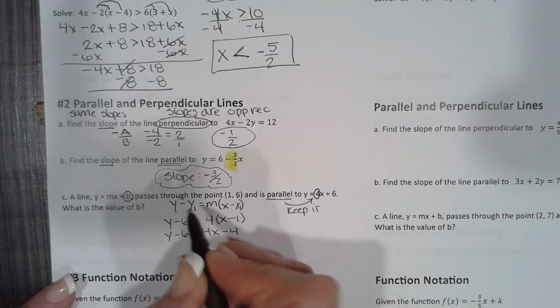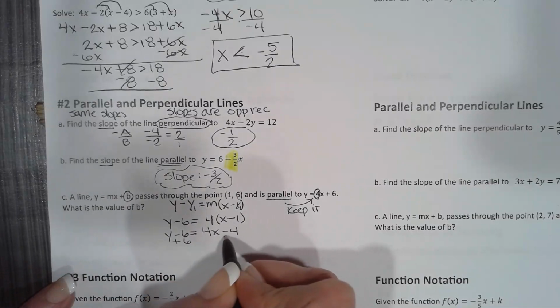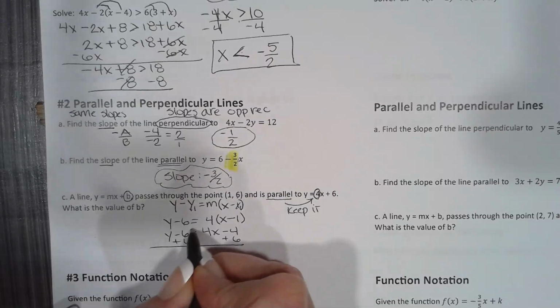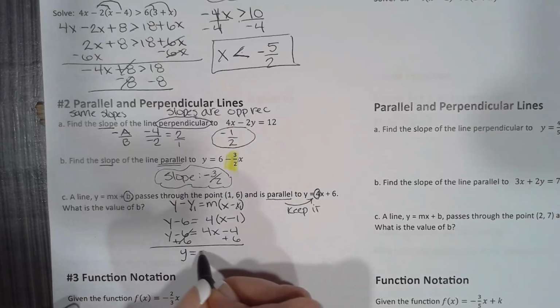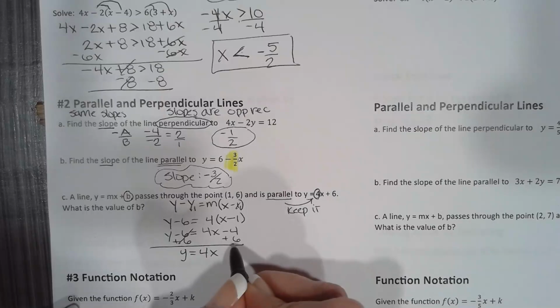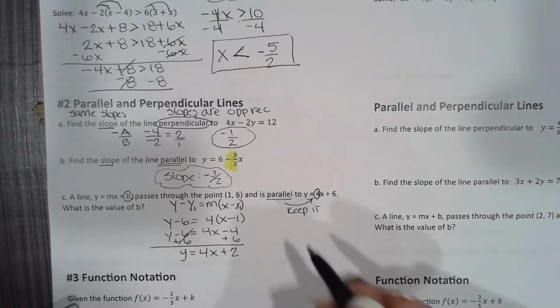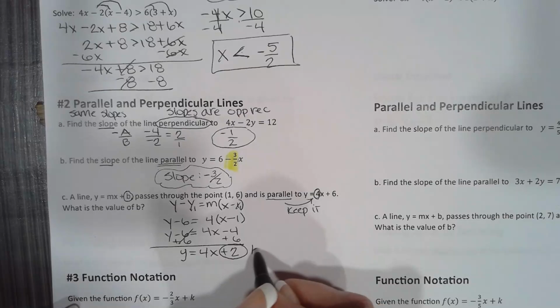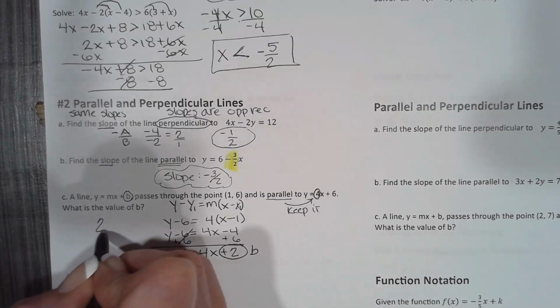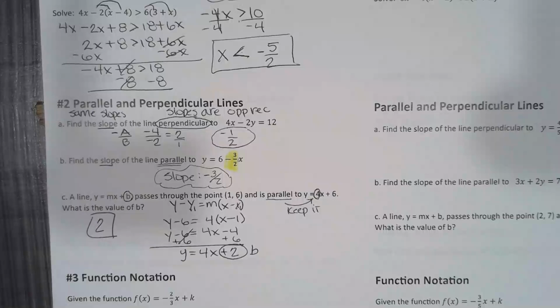My last step is to add 6 to both sides. So I get y equals 4x, and when I combine, I get plus 2. This is my b, so the answer is 2. The value of b is 2. Okay?